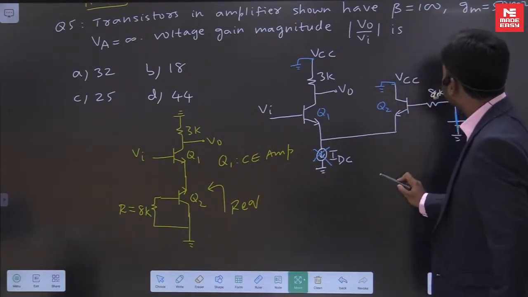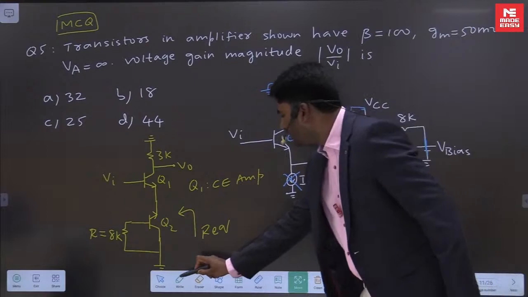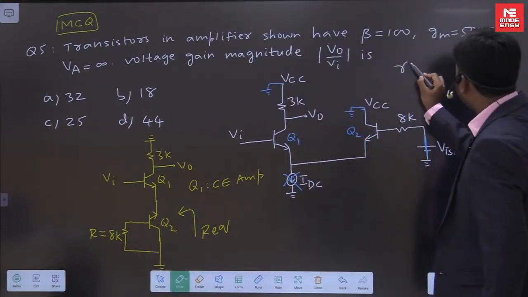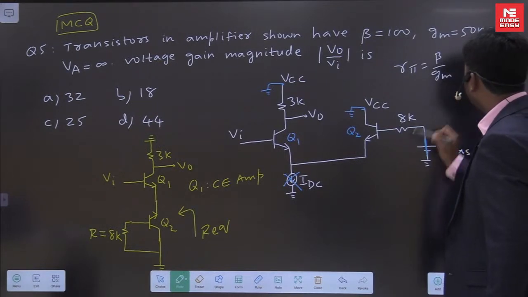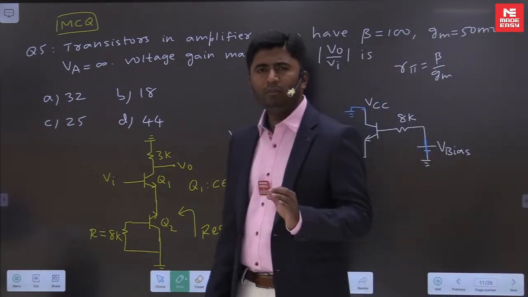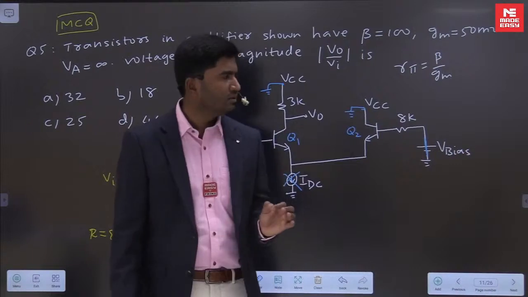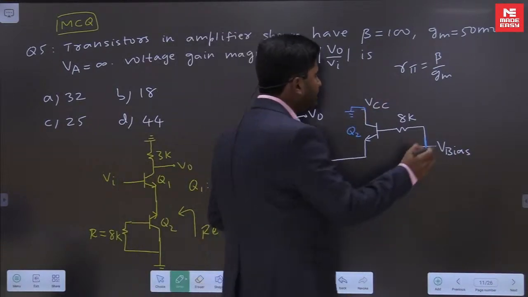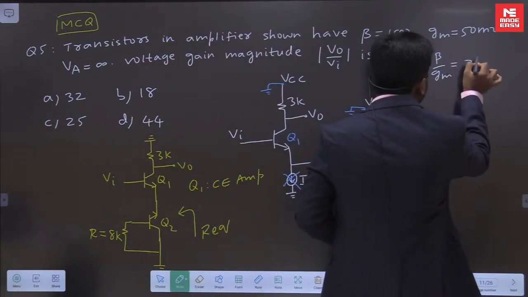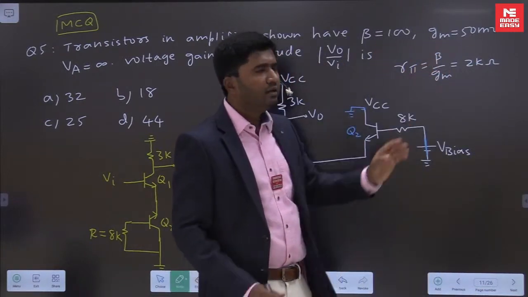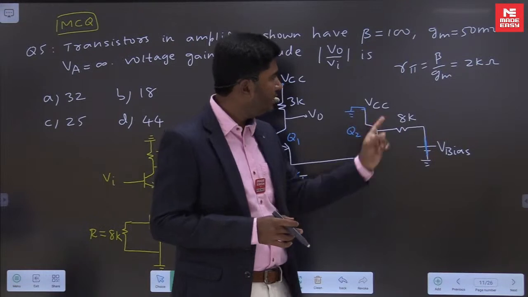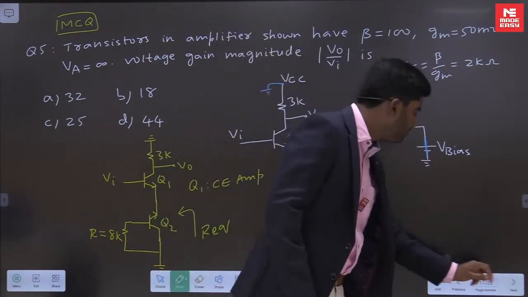We know here beta and GM. If you know beta and GM, then R pi will be beta upon GM. Everybody knows it from the pi model topic, BJT amplifiers. R pi is equal to beta upon GM. So it will be 2 kilo ohms. Okay, 100 divided by 50 milli, it will become 2 kilo ohms. So take R pi equal to 2 kilo ohms.